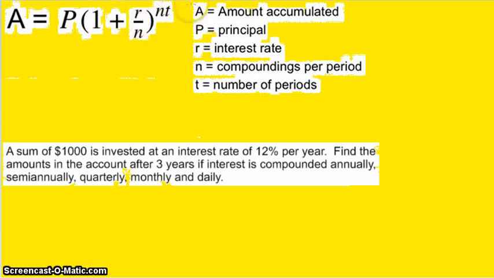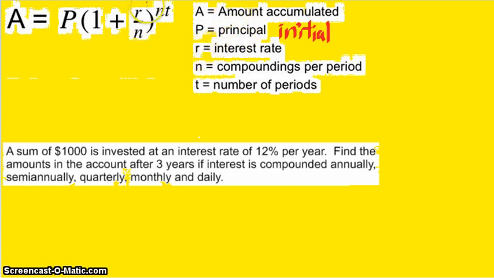A represents the amount accumulated, which is just how much we have after a certain period of time. P, the principal, is the amount of money, most of the time it's about money, that we have at the very beginning. You can think of it as how much we had initially. That's what we call the principal.